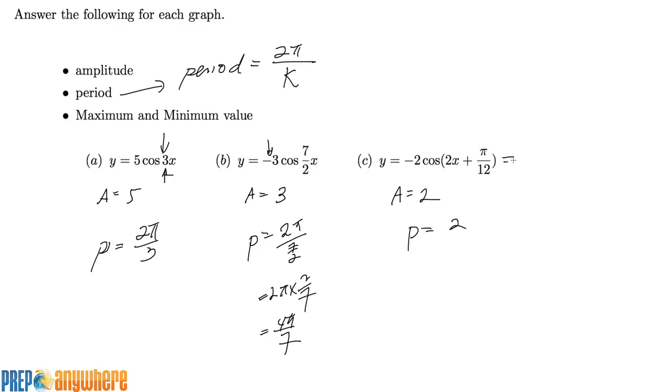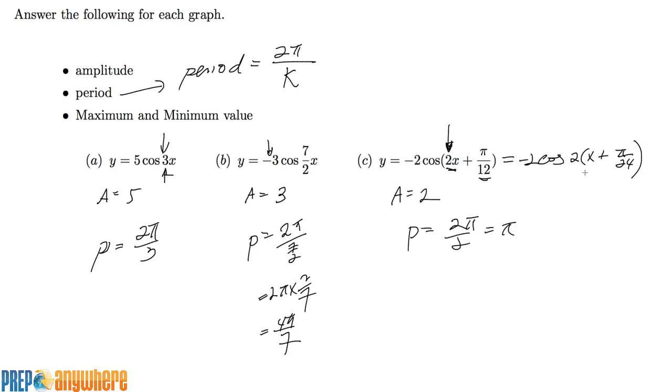Okay, here you can see the number in front. But when it's like this in a bracket, what you want to do is factor out that 2 from both of these terms. Okay, you get that. So it's going to be 2 pi over 2, so it's pi.